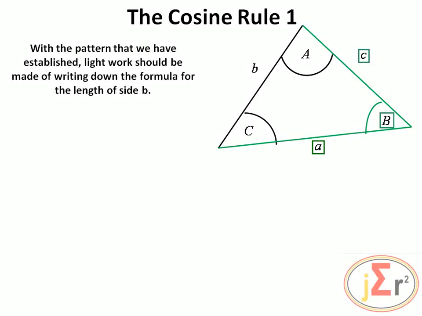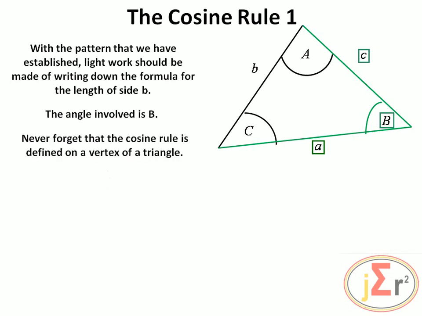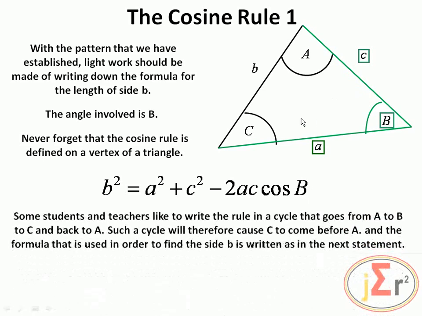With the pattern that we have established, light work should be made of writing down the formula for the length of side B. Of course, because this is B, we're going to look at the vertex that is opposite to B, which is this one, and B is determined by using the two sides that form the angle and the angle that the two sides form. That's all there is to it. So the angle involved is B, and never forget that the cosine rule is defined on a vertex of a triangle. So we are going to have what? The two sides that form the angle. So we have a squared plus c squared minus 2 times a times c cosine of b. And it is as easy as that.